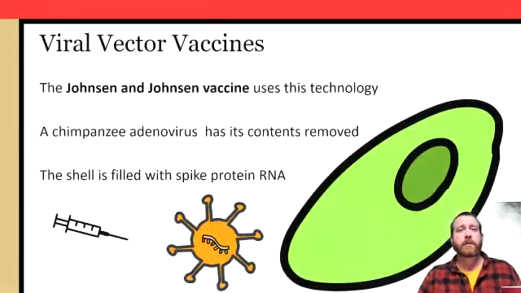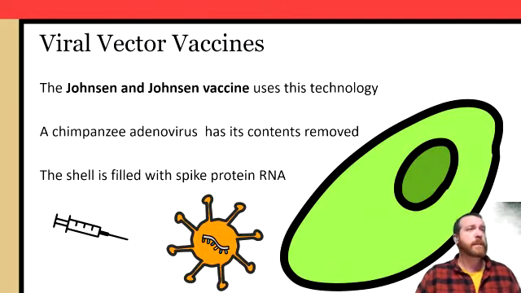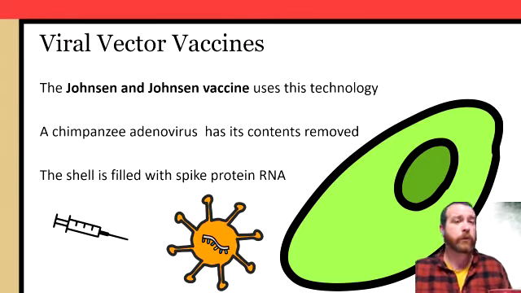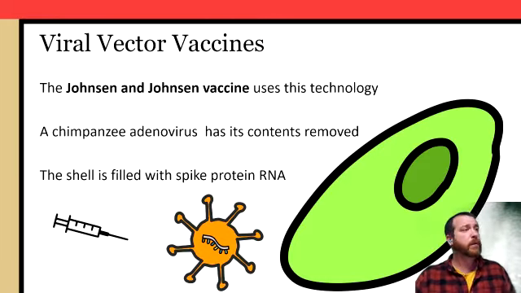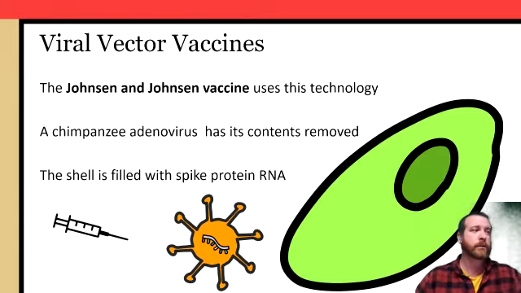So that is the mRNA vaccines: the Pfizer-BioNTech and the Moderna vaccine. The viral vector vaccines, the only one that we have on the market in the US is the Johnson & Johnson vaccine. And this is going to be operating on a pretty similar structure.